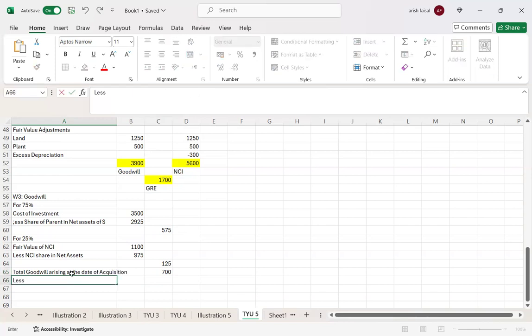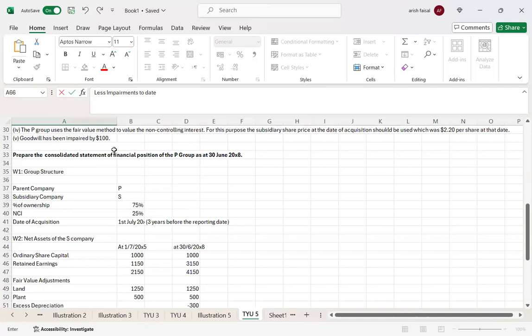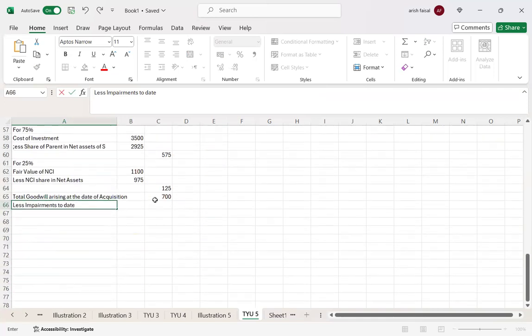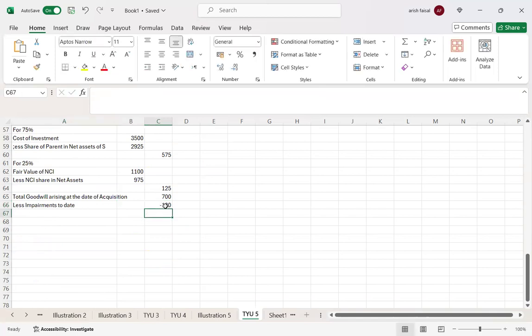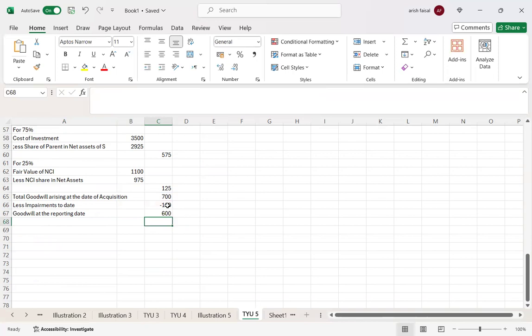But then we do have impairments to date. In the last 3 years, the goodwill has been impaired by 100 actually. Okay. So if I record an impairment of 100, the goodwill at the reporting date, when I will be making up the balance sheet, will be 600. Okay. So 700, then minus 100, you get 600.